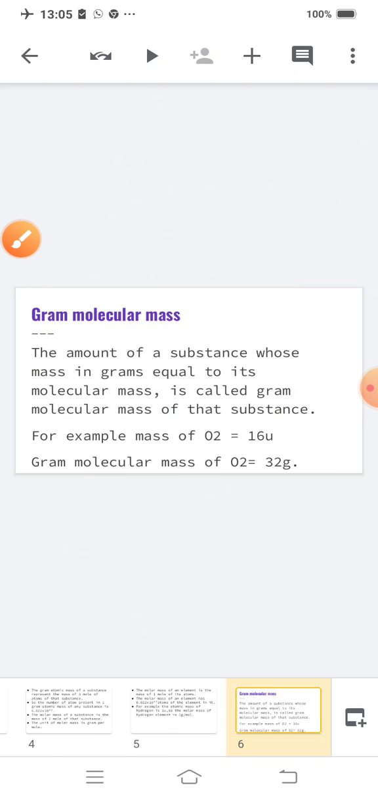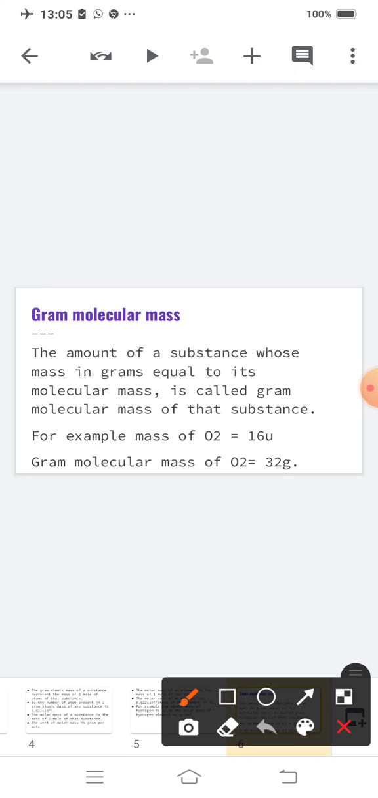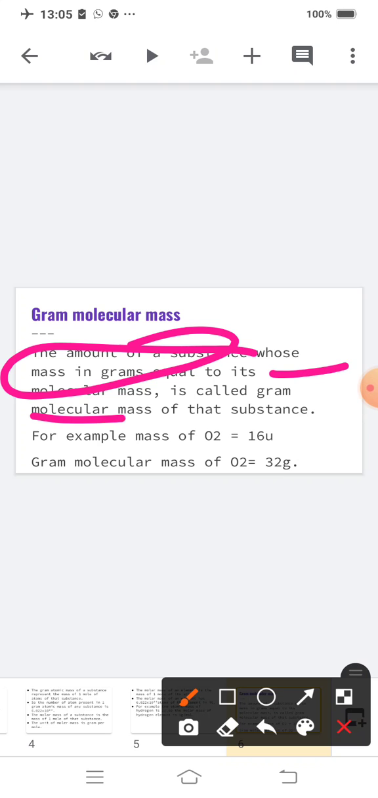Now, what do you mean by gram molecular mass? The amount of substance whose mass in grams is numerically equal to its molecular mass is known as the gram molecular mass of that substance. Basically, an atom is single. A molecule means more than one atom should be there. Clear? Those atoms can be the same or different.